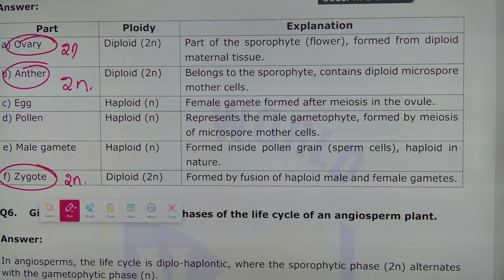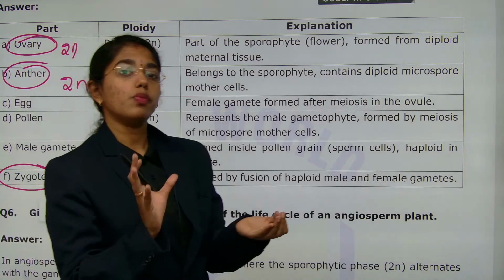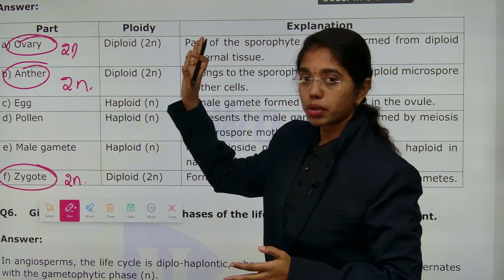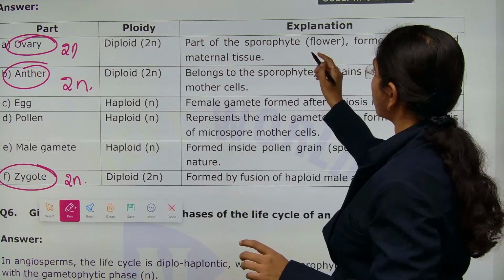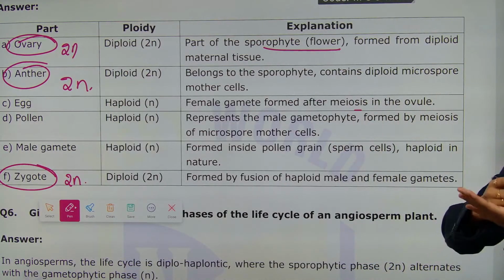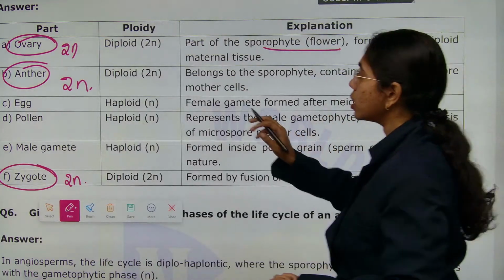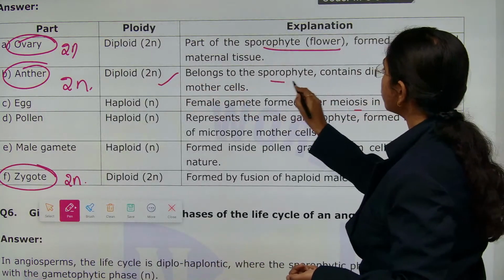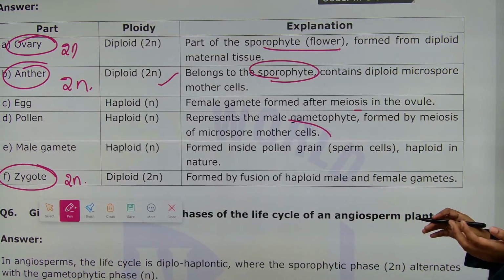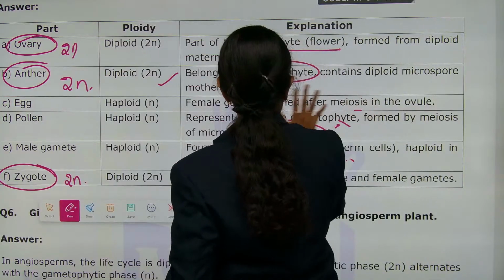Ovary: inside the ovary the ovule will be present, and inside the ovule the megaspore mother cell will be formed, right. So, all the cells that are present inside the ovary are diploid. This is a part of the sporophyte. This is formed from diploid maternal tissue. Next, anther, if you see, this is diploid. This belongs to the sporophyte and this contains diploid microspore mother cells. Now, we will look into the haploid cells.